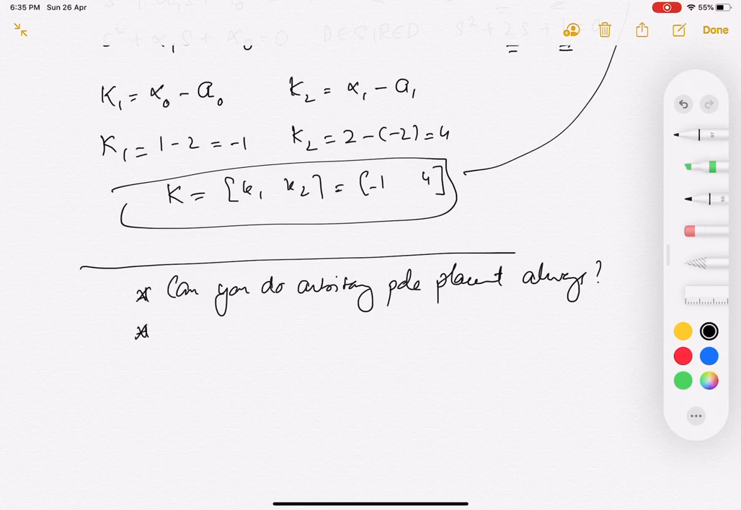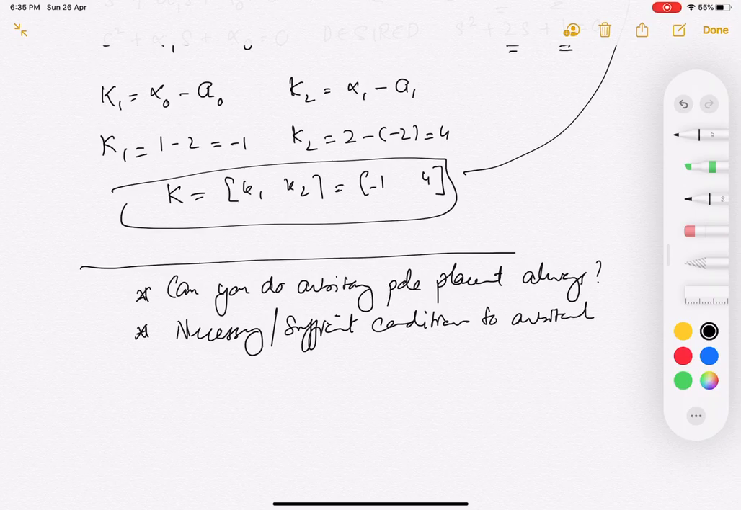Actually, we'll derive the necessary and sufficient conditions for arbitrary pole placement. So what are the necessary and sufficient conditions to arbitrarily place the closed loop poles of a system, to place the poles of a plant, right? So this is going to be the second part of this lecture. Thank you.